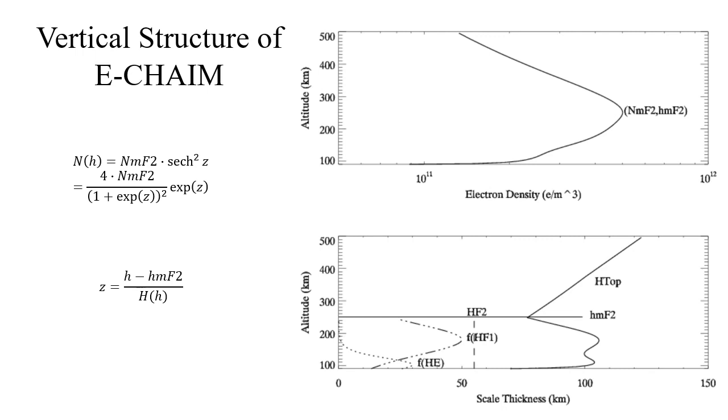So Eshame is anchored at MF2 and HMF2, with a constant scale thickness associated with the F2 region, as well as these two functions that define the F1 and E region peaks in the scale height domain. In the top side, we use a function that's effectively linear near the F2 peak, but becomes asymptotic at high altitudes.